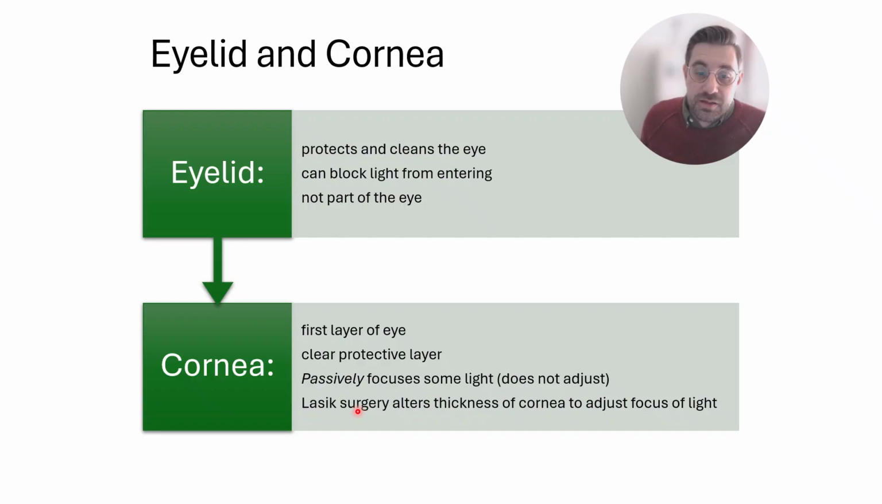You can get LASIK surgery, if you've ever known someone who's gotten LASIK or done it yourself, or something similar to that. This will actually shave off or change the shape of the cornea so that the light will get bent differently at this very first stage. So if I'm not bending the light properly, I can actually change the shape of my cornea and it'll bend it passively a little bit differently. Okay, cool. So there's the cornea, the very first layer of the eye. All light has to go through the cornea.